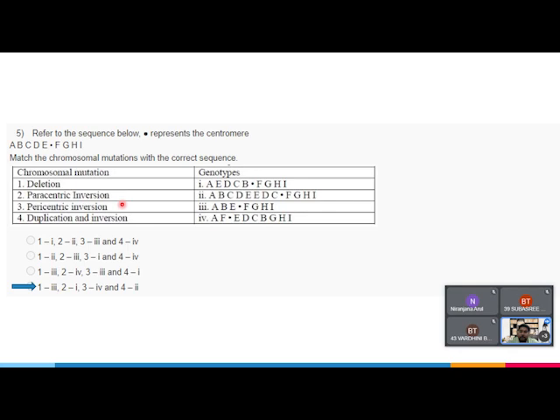Pericentric is the one where we have exchange between the two arms. So we have that in number 4, in which we essentially exchange both arms. We have F that goes into the above arm and BCD that goes into the second arm, the lower arm, and that is number 4. And finally we have duplication and inversion, in which we duplicate, essentially mirror image our particular sequence and add it to the chromosome. That occurs in 2, ABCDE, and then we have duplication and inversion of EDC, followed by the additional second arm being the normal one. So the correct option is 5D.